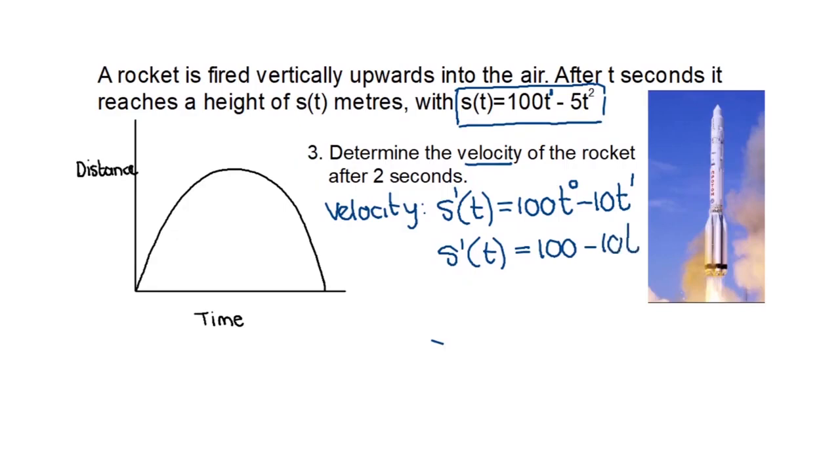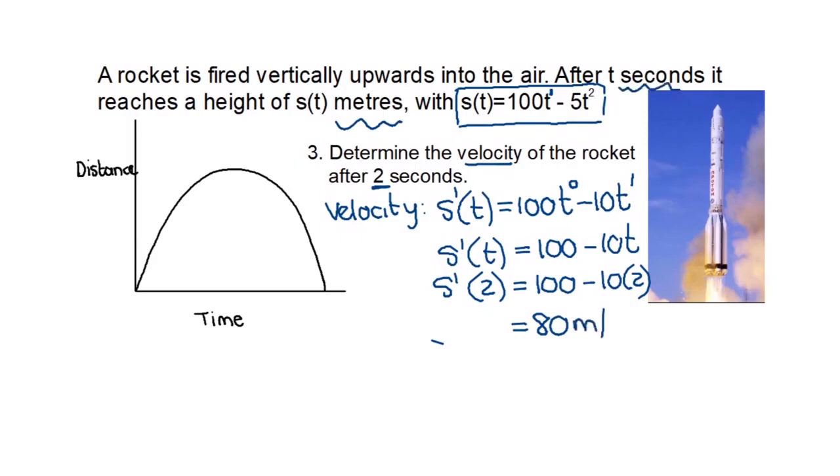I want to know what is the velocity after 2 seconds, so I replace the t with a 2. So it's going to be 100 minus 10 times 2. 100 minus 20 is 80, and the units that they told me to use is meters and for time seconds. In other words, it will be 80 meters per second. Okay, we move to the next question. Still busy with a rocket.